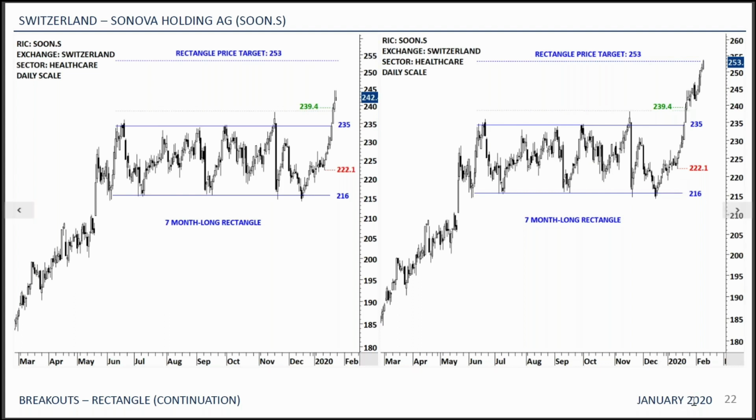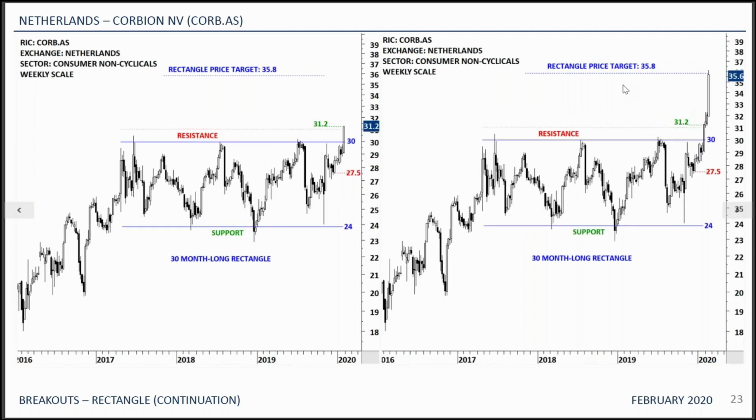So January 2020, rectangle continuation, several tests of chart pattern boundary. Here we get the confirmation. After the confirmation, we didn't even see a pullback. The stock rallied to its price target. A perfect rectangle, 7-month long rectangle completing on the upside. This was another perfect 30-month long rectangle.